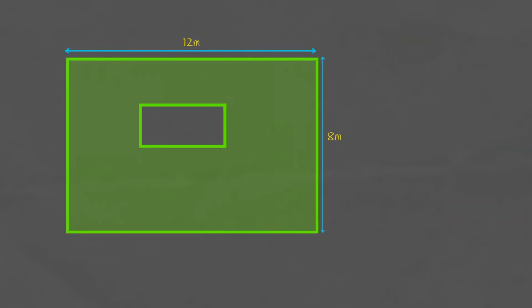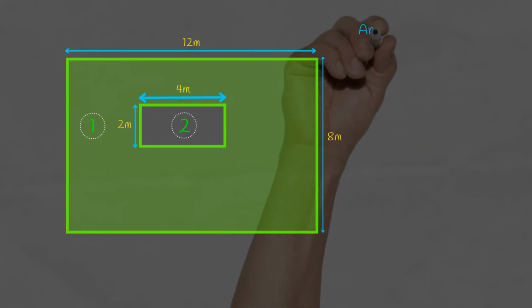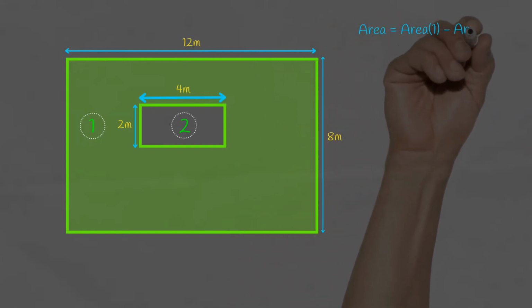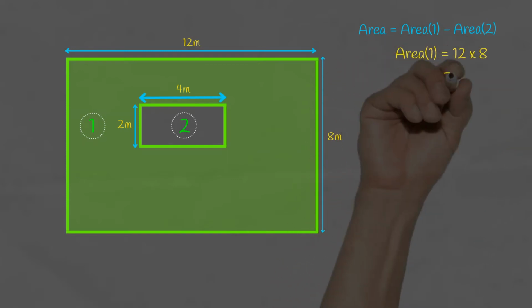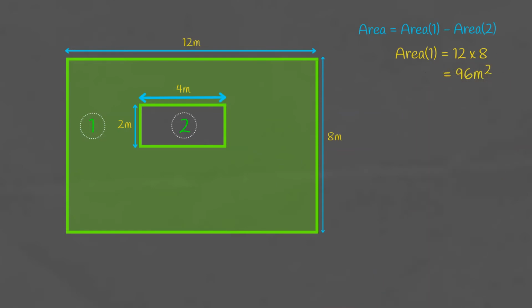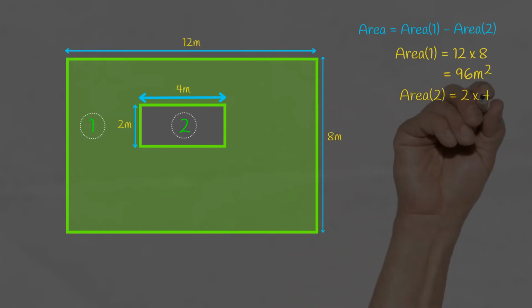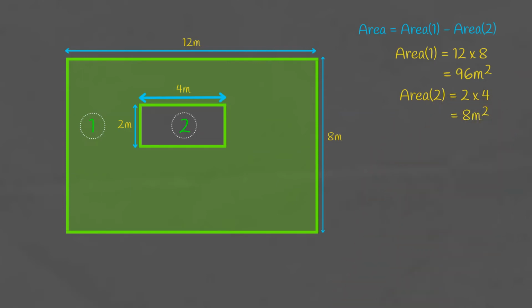Next, we're given this shape with these measurements, but as you can see, there's a hole in the middle. So again, we label the big rectangle, rectangle 1, and we'll label the small rectangle, rectangle 2. However, rectangle 2 is not part of the shape, it's not coloured green. So the total area in this case is going to be area 1 minus area 2. And area 1 is going to be 12 times 8, which is 96 metres squared, and the area of rectangle 2 is going to be 2 times 4, which is 8 metres squared. So the total area is 96 minus 8, which is 88 metres squared.